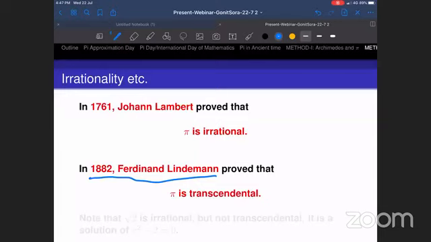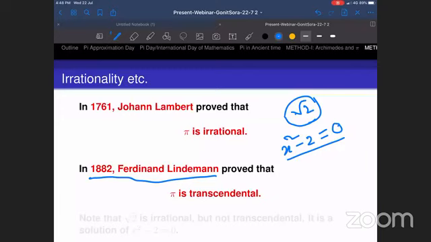Remember that root 2 is irrational. But root 2 is not transcendental, because root 2 is a solution of the algebraic equation x square minus 2 equal to 0. So one of the roots is root 2, okay? And this is an algebraic equation. So root 2 is algebraic, and transcendental means not algebraic. So pi is transcendental means that pi cannot be a solution of an algebraic equation. Okay. So that has been proved by Lindemann.